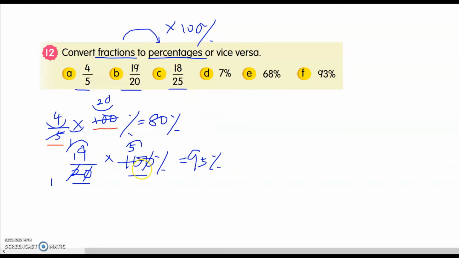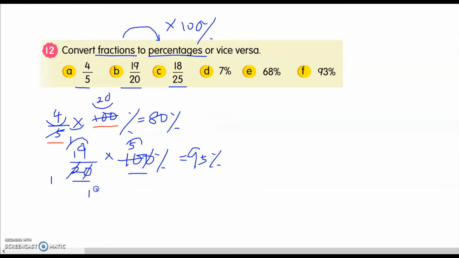Okay, for C, 18 over 25 times 100%. Now if you still remember your factors, 25 and 100, they are in the 25 factor. So we can divide by 25. 25 divided by 25 is 1. 100 divided by 25 is 4. Then you get 18 times 4. 18 times 4, we get 72%.